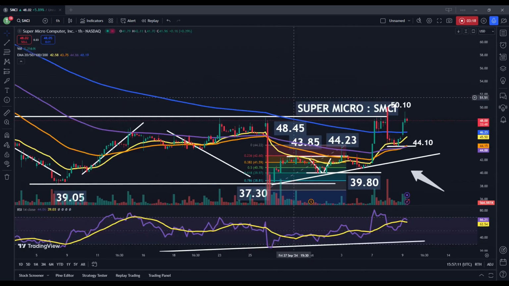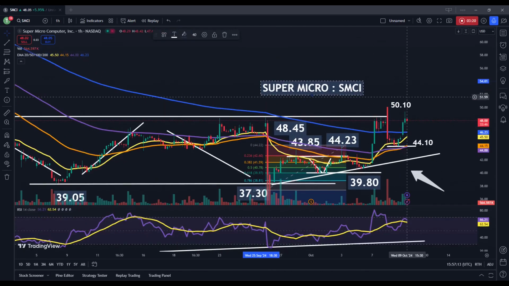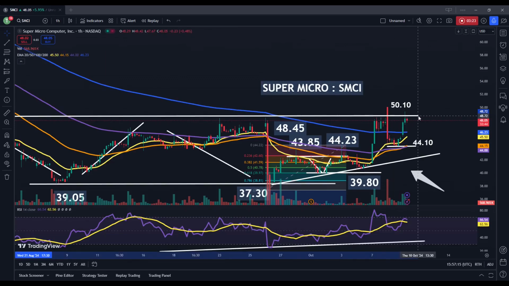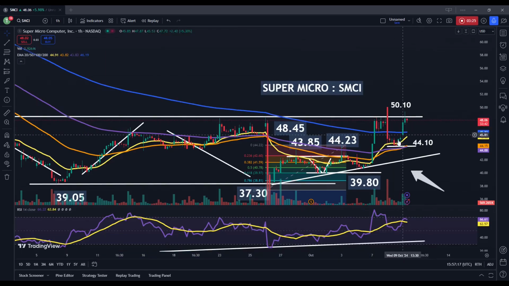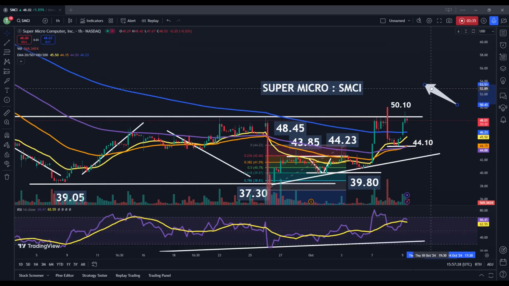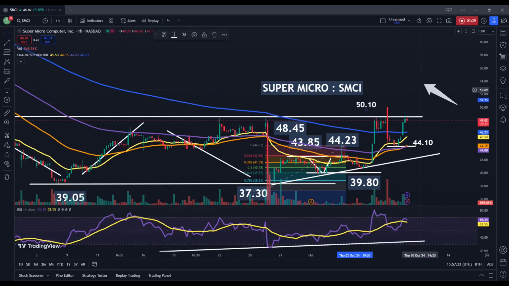So it might seem a little hard to believe here, but this is a constructive, positive structure that is starting to develop here. And now that we have started to see some support level that has started to form itself at 44.10, the next suggestion here would be that share prices would be able to break back into that $50 handle and then possibly continue moving higher.